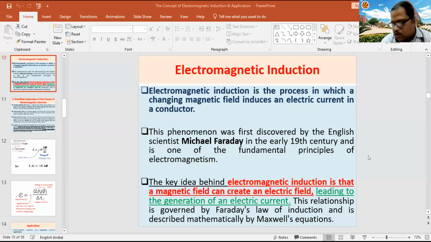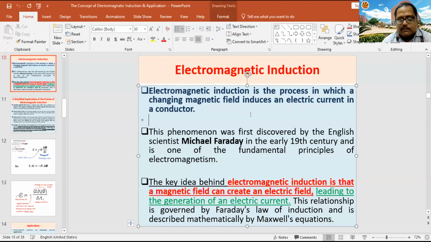I tried to make you aware of the devices, mechanisms, and equipment around us where this concept of electromagnetic induction is already functioning. So let us now talk about what exactly this concept of electromagnetic induction is, and what happens when we say electromagnetic induction or Faraday's law.